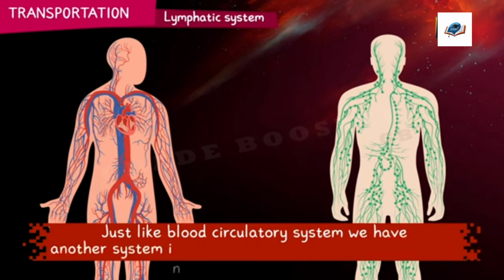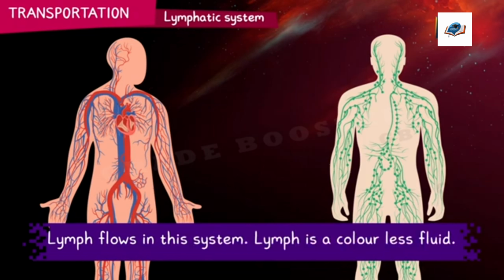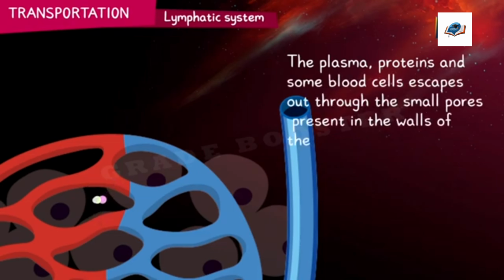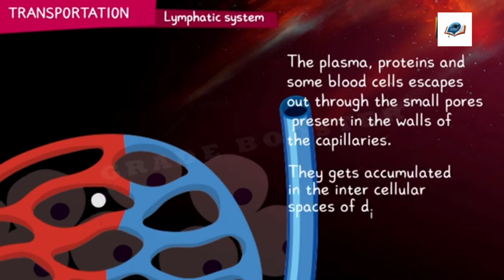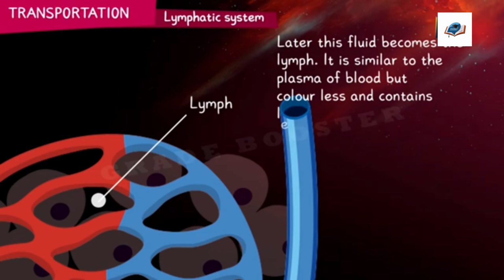Lymphatic system. Just like blood circulatory system, we have another system in our body called lymphatic system. Lymph flows in this system. Lymph is a colorless fluid. The plasma, proteins and some blood cells escape out through the small pores present in the walls of the capillaries. They get accumulated in the intercellular spaces of different tissues. Later this fluid becomes the lymph. It is similar to the plasma of blood but colorless and contains less protein.